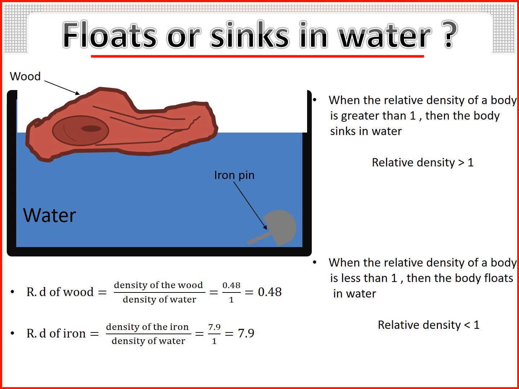When the relative density of a body is less than 1, then the body floats in water, as in the case of the wood. The relative density of the wood is 0.48, which is less than 1.